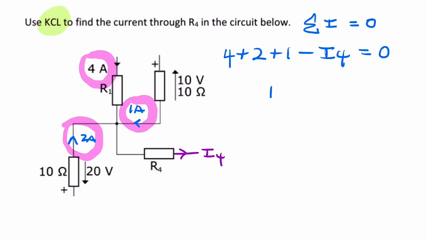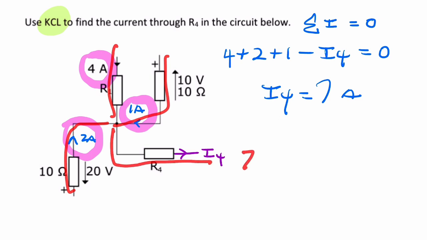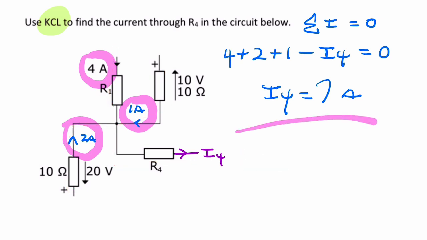And if you just rearrange that, that gives you 7 amps. So you've got 4 in, 2 in, 1 in, and 7 out. So that would be your final answer.